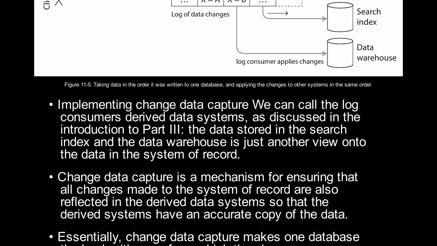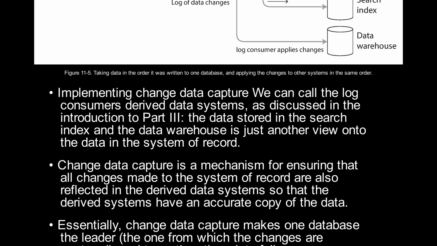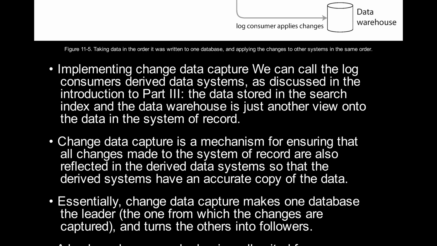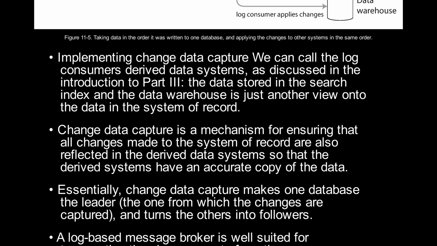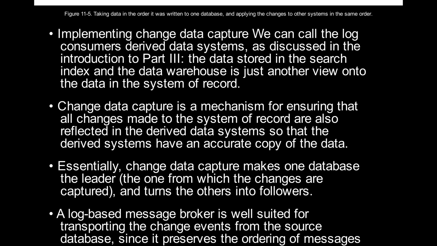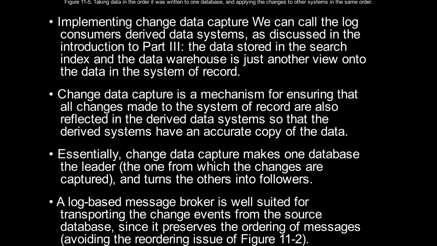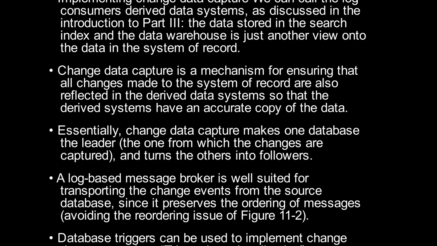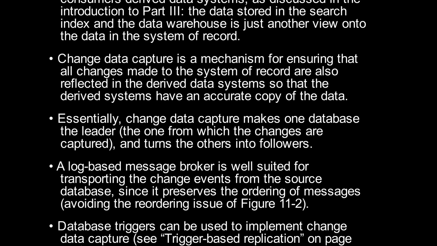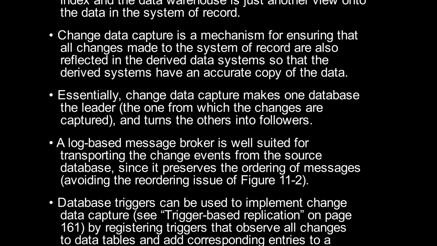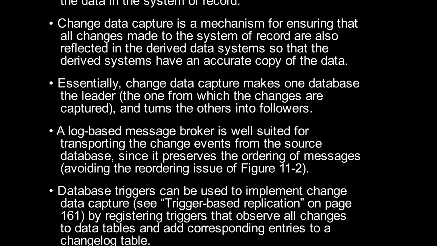Change data capture is a mechanism for ensuring that all changes made to the system of record are also reflected in the derived data systems so that the derived systems have an accurate copy of the data. Essentially, change data capture makes one database the leader, the one from which the changes are captured, and turns the others into followers. A log-based message broker is well suited for transporting the change events from the source database, since it preserves the ordering of messages, avoiding the reordering issue of Figure 11-2.